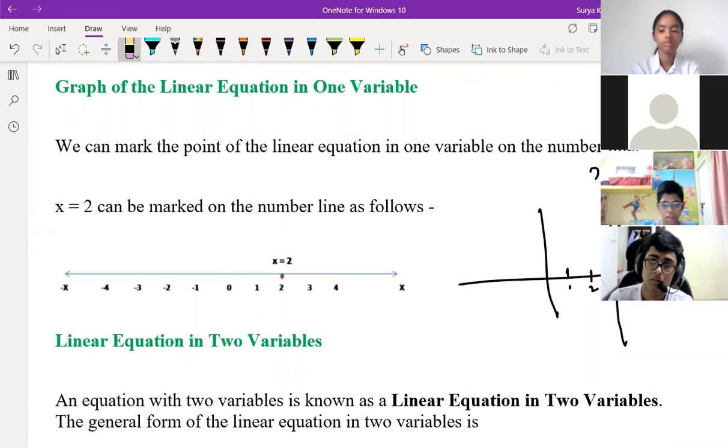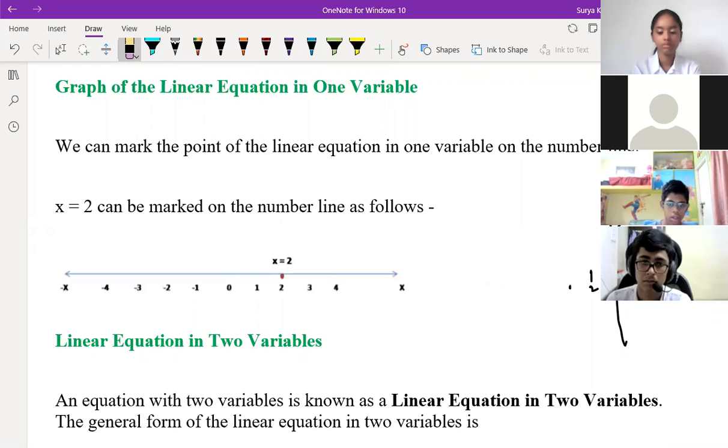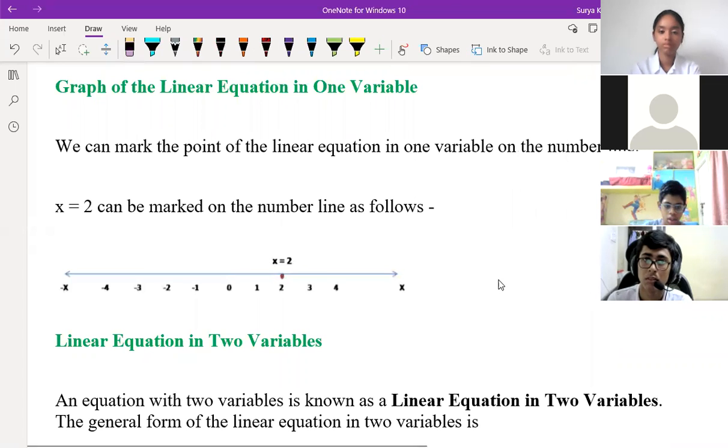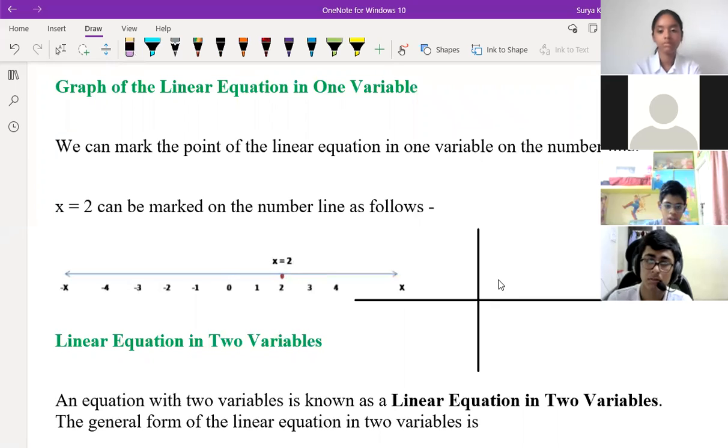Sir, I didn't understand the graph, sir. This graph you didn't understand? Yes, sir. Did you attend coordinate geometry? No. Yes, sir, I was there. I wasn't there for coordinate geometry, sir. Okay, that's why.